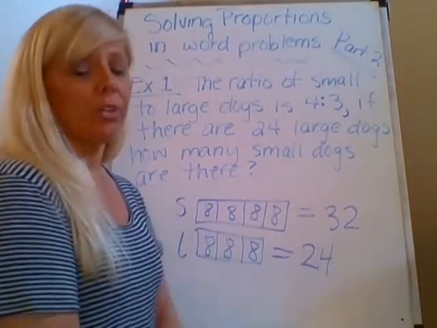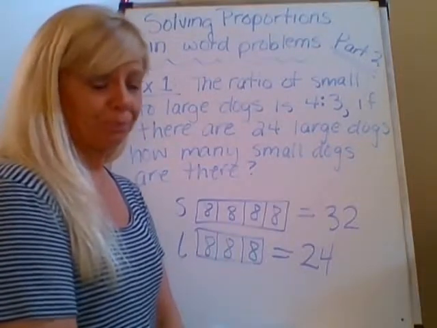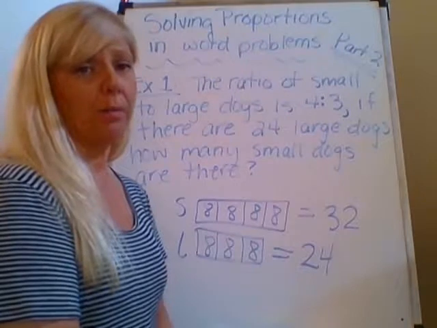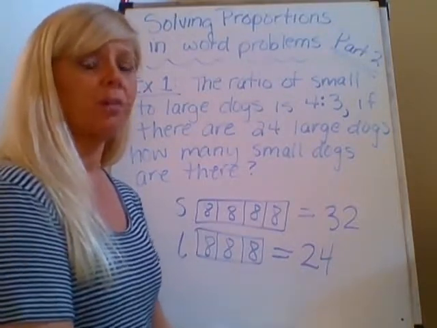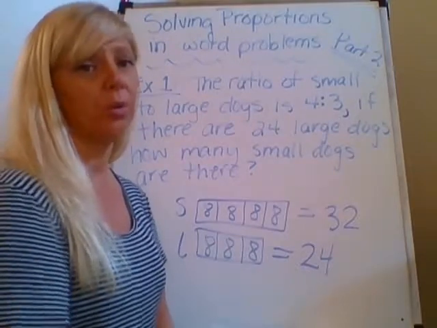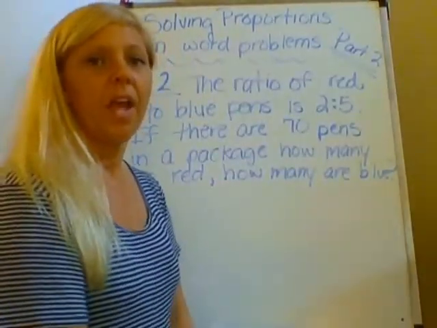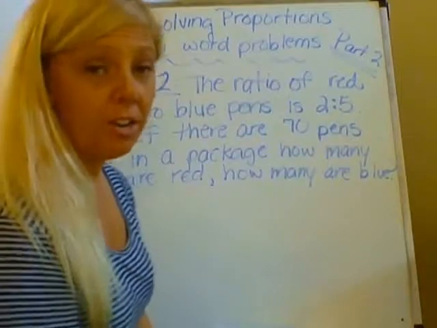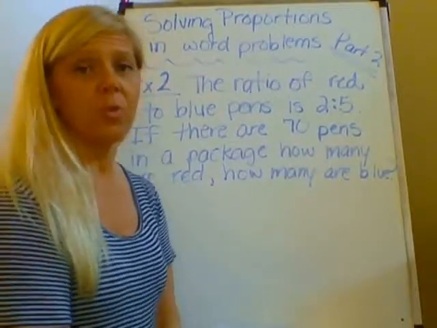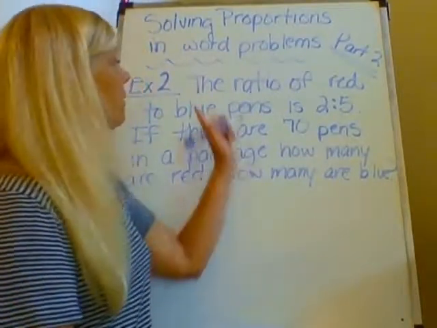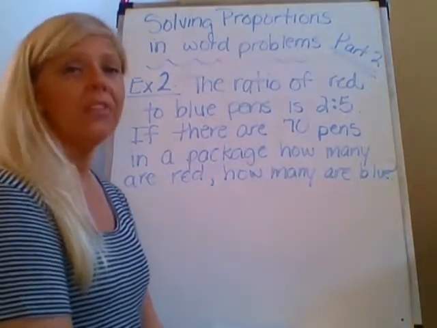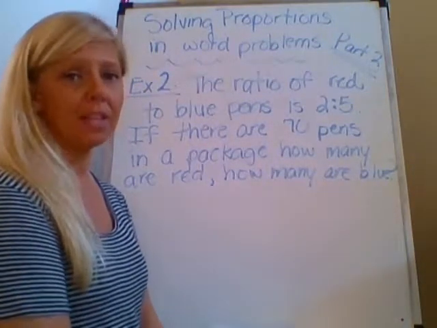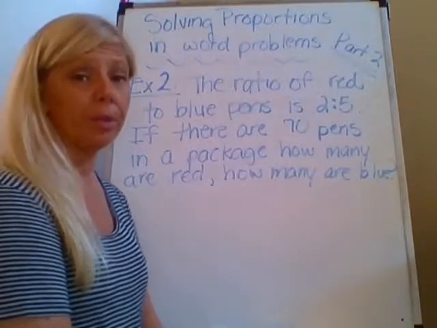So why would I use a tape diagram to solve proportion problems? So let's look at another example where I've got a part-to-part relationship, but then I only know a total. Here's an example where a tape diagram will be very helpful as a visual of what is going on. So here we have the ratio of red to blue pens is 2:5. If there are 70 pens in a package, how many are red, how many are blue?